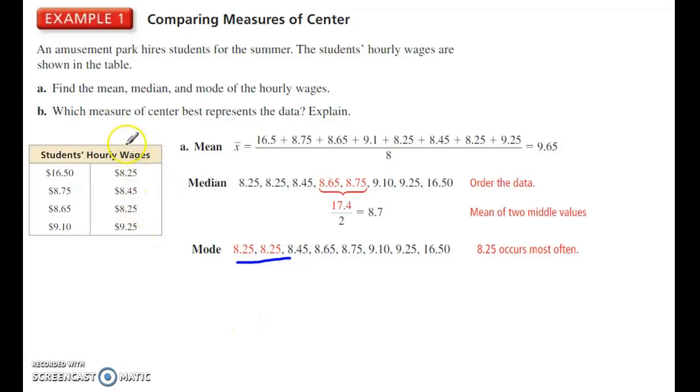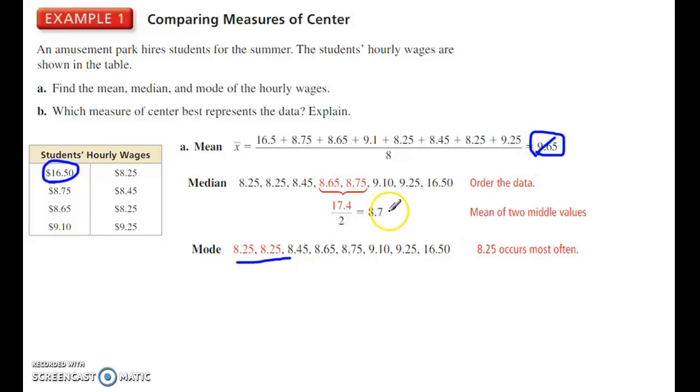That's the mode. Now, which measure of center or central tendency best represents the data? If you were to look at these and say, does the majority of the students here make somewhere in the vicinity of 9.65? No, actually they all make less than that except for this one. They all make less than that, so that's not a good representation.